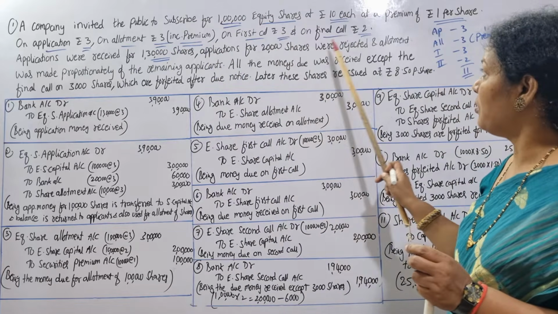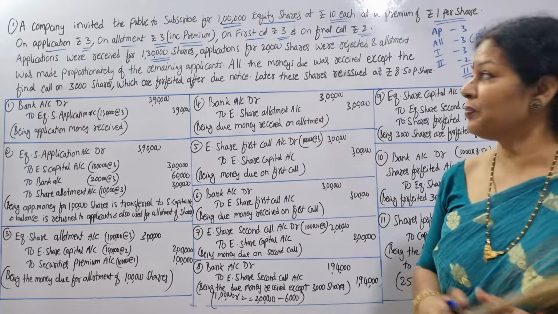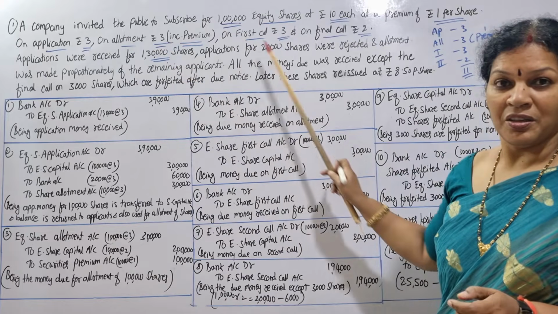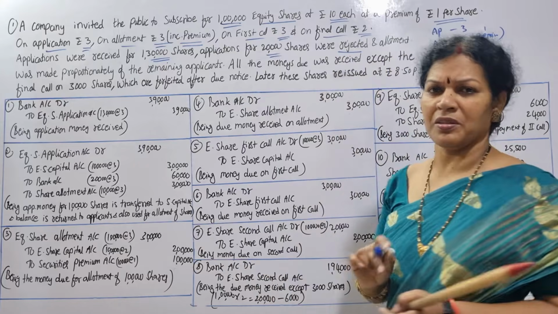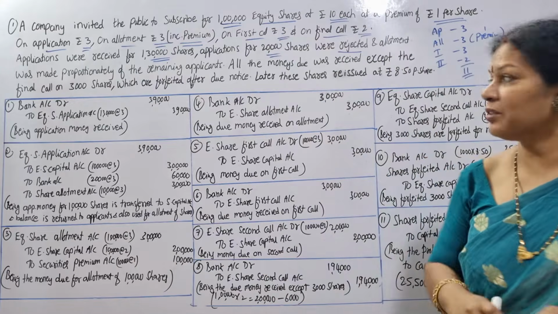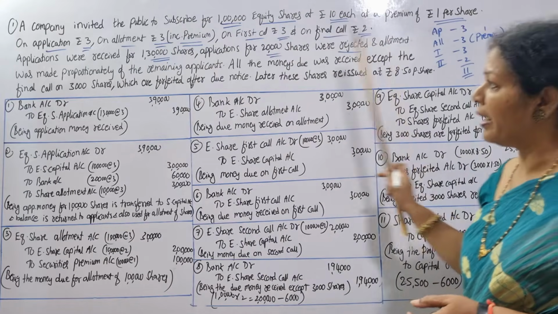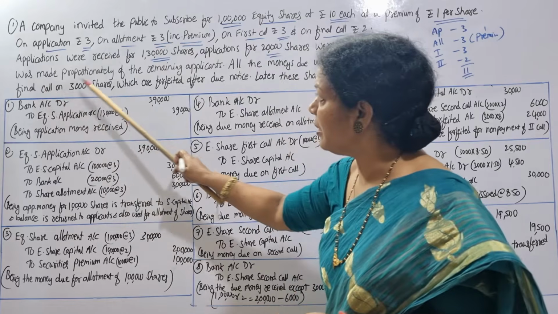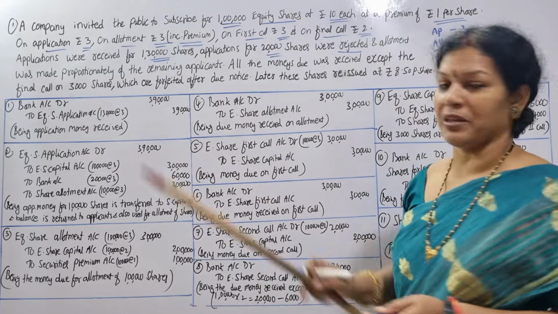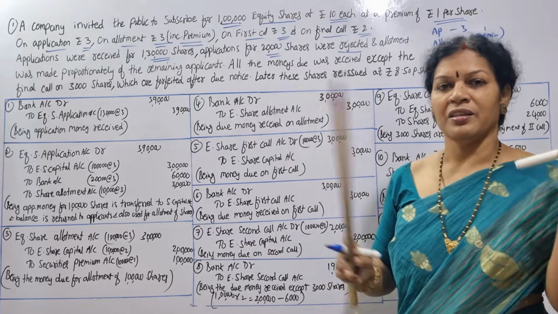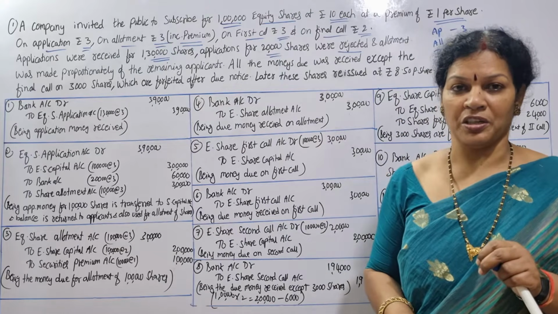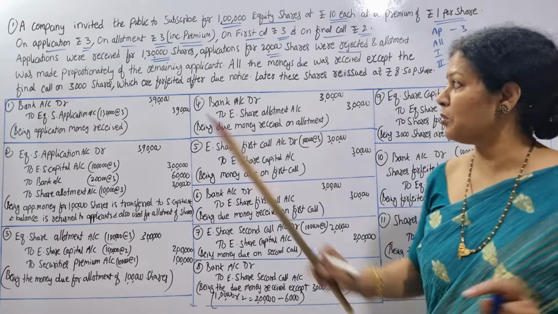Applications for 20,000 shares were rejected. Out of the 30,000 extra, 20,000 were rejected, and allotment was made proportionately to the remaining applicants. It means the rest of the 10,000 is allotted proportionately. Simply remember this.